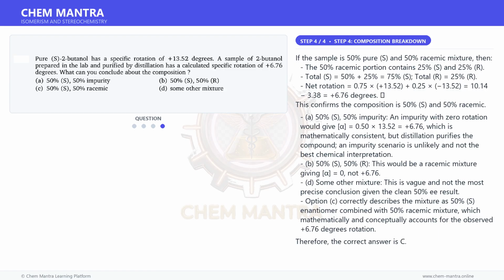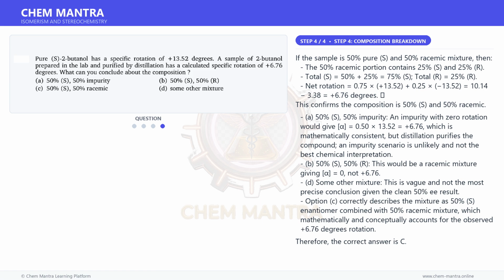B. 50% S, 50% R. This would be a racemic mixture giving alpha equal to 0, not plus 6.76. D. Some other mixture. This is vague and not the most precise conclusion given the clean 50% E result.